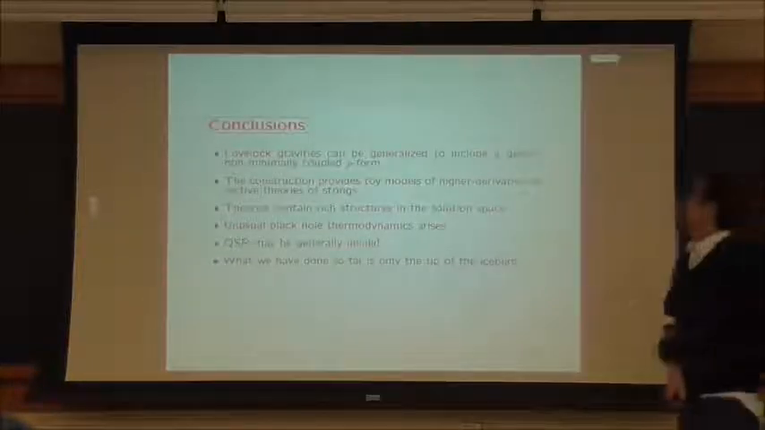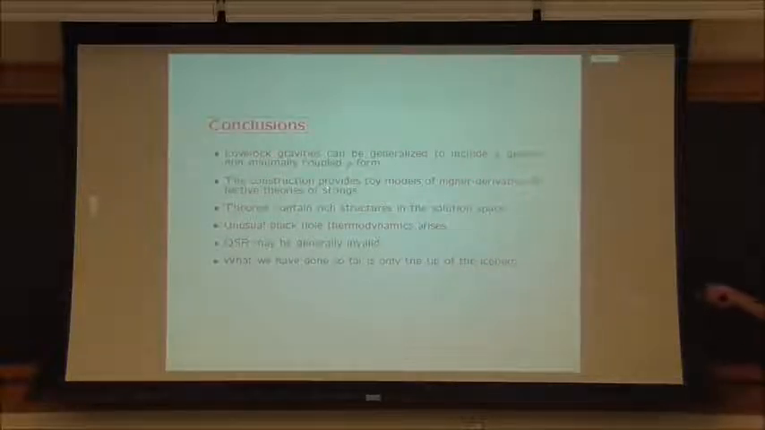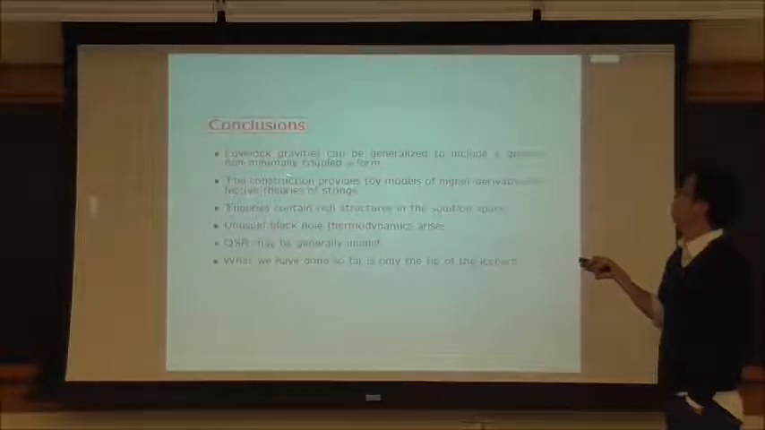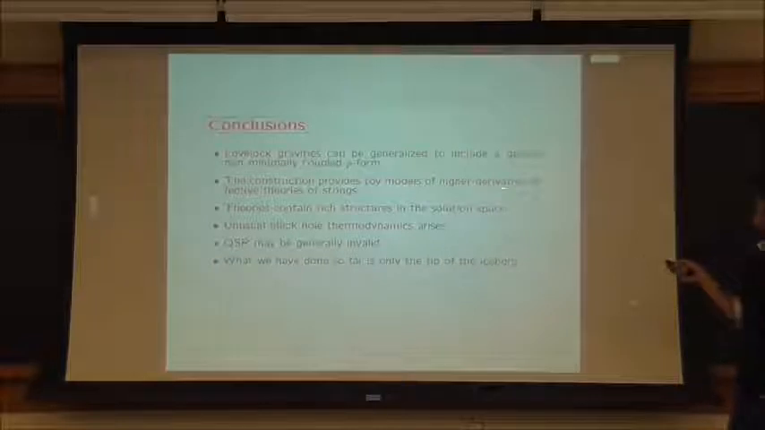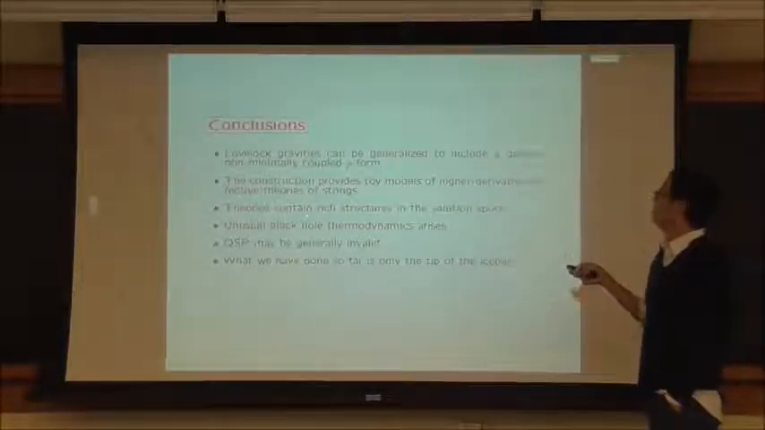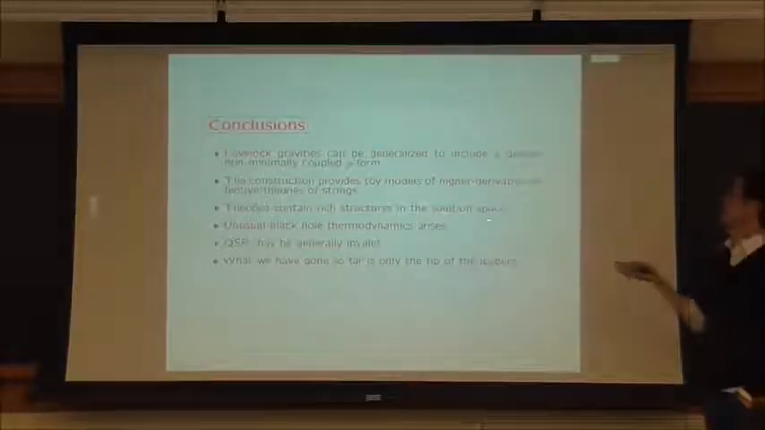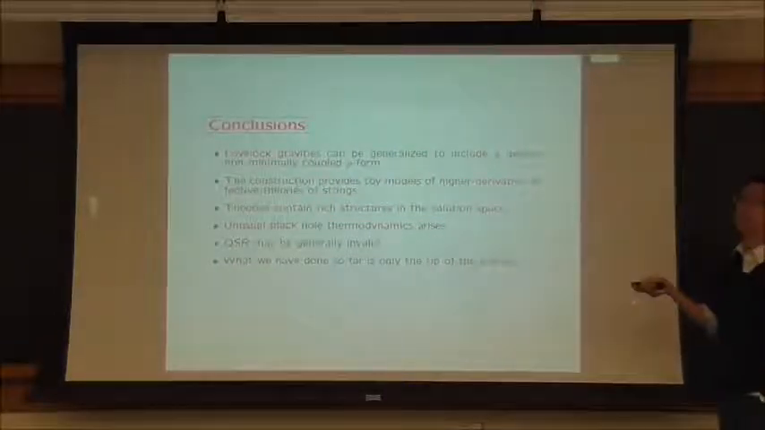So okay, this basically is my talk. Lower-dimensional gravities can be generalized to include a generic minimally coupled p-form. And the construction provides toy models of high derivative effective theories of string theory. And the theories contain rich structure in the solution space. And we find almost all kinds of possible solutions we talked about can be constructed in these theories.